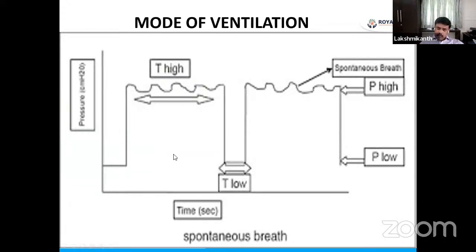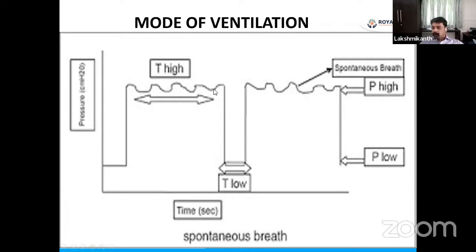In APRV, compared to the pressure or volume control mode, we ventilate the patients at two levels, a lower level and a higher level. This can be managed with settings of time and pressure. What is the low pressure that we set? What is the high pressure that we set? What is the time duration for which the high pressure has to be maintained and the low pressure has to be maintained? This gives your mean airway pressure, the pressure that is there in the alveolus. And even at the higher level or the lower level, the patient can have their spontaneous breaths.